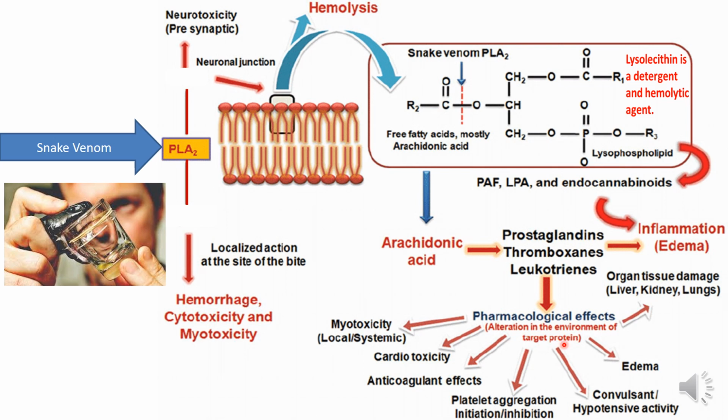So it can cause hemorrhage, cytotoxicity, neurotoxicity and myotoxicity. So this is one example of the enzyme phospholipase A2 which is present in the snake venom.